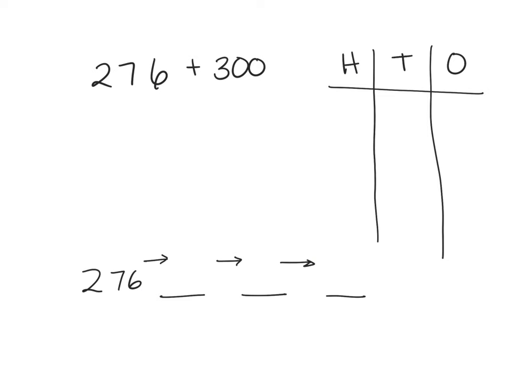So I see in 276 I have 2 hundreds. I have 7 tens, and I have 6 ones, and they want me to add 3 hundreds. Now I'm just going to shorten that because I don't want to run out of room. But what I see here when I look at this is they want me to increase my hundreds place over as the total answer. So 2 hundreds plus 3 hundreds is 5 hundreds.